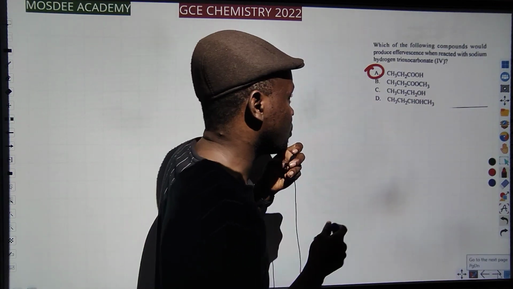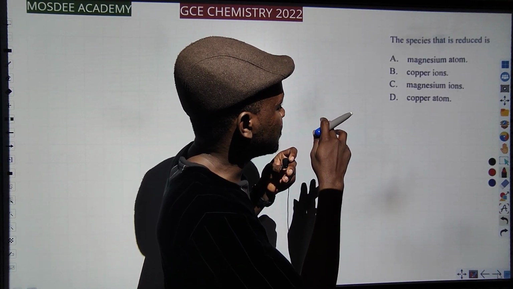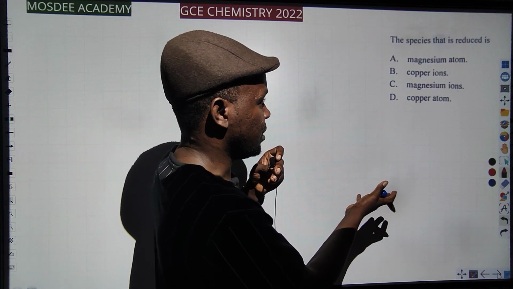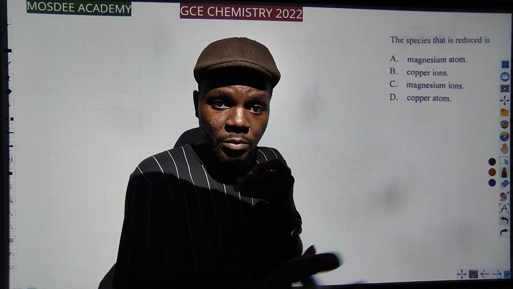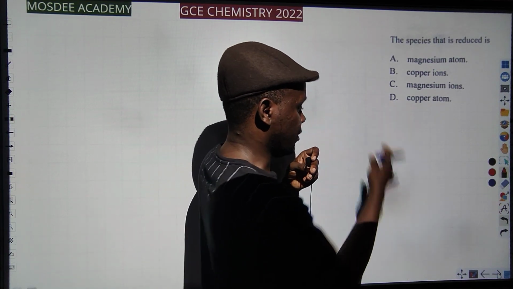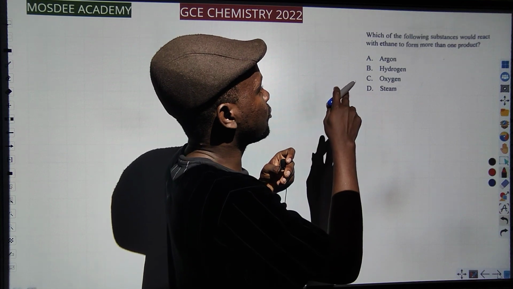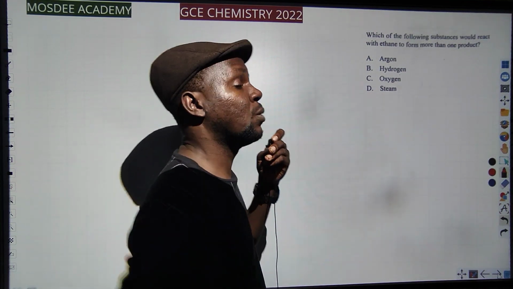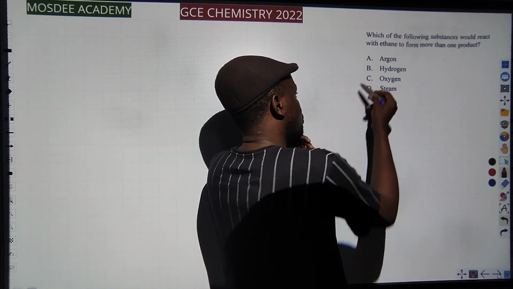I want to leave the last two questions for you. The species that is reduced is dash. That is the equation of reaction. Apologies, I am sleeping here. We have to see the redox reaction: something will increase, something will not. I think there is an error in that. Move on. What is reducing? What is oxidizing? Which of the following substances will react with ethane to form more than one compound? Ethane is an alkane. They react with oxygen to give you CO2 and H2O.